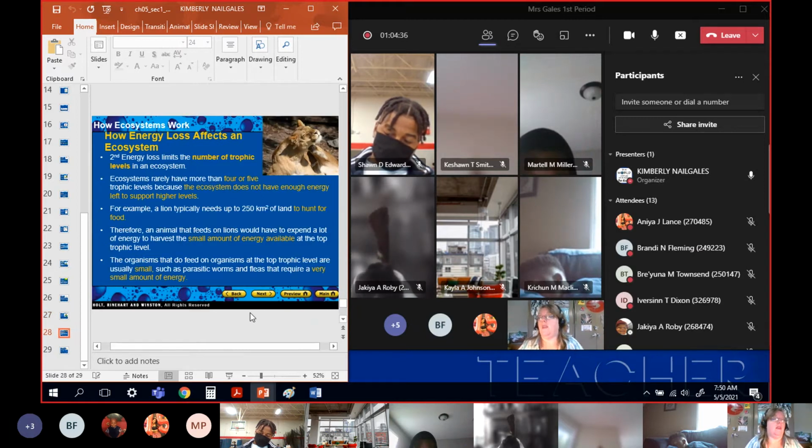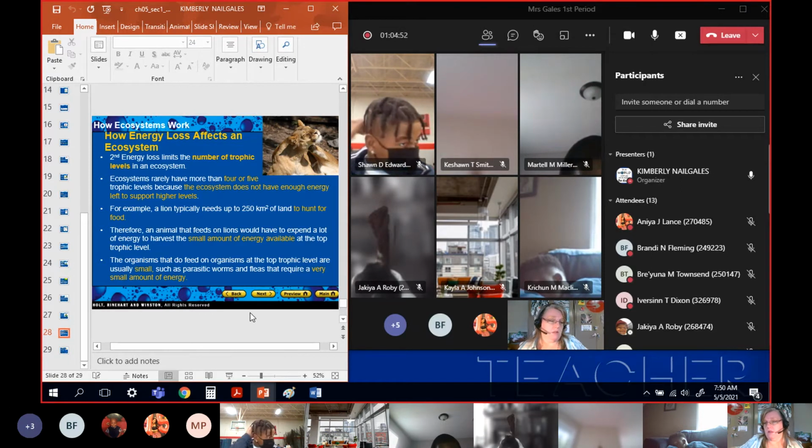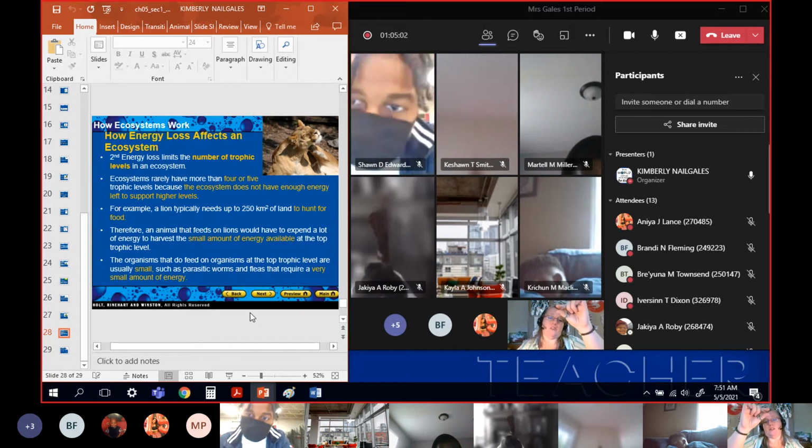So because of that, the number of trophic levels on the pyramid rarely gets above 4. Like I said, sometimes you can get quaternary, that's the 5th level up top. Remember, we start primary, secondary, tertiary, quaternary, and sometimes quinary. Okay, so that's why the levels are so much smaller at top.